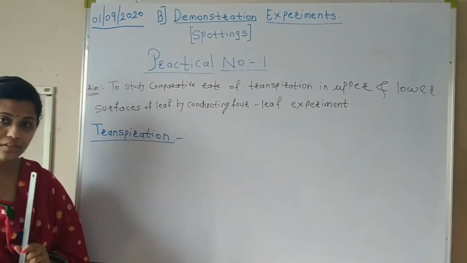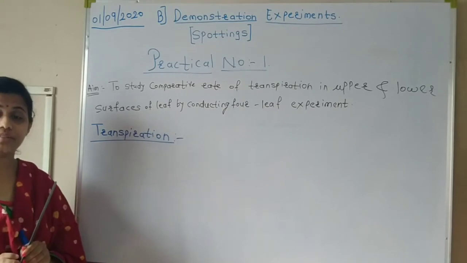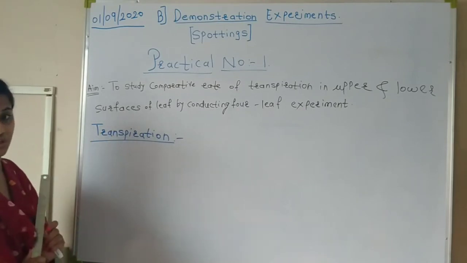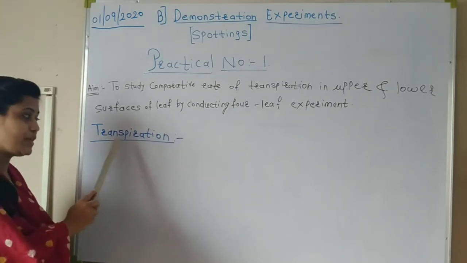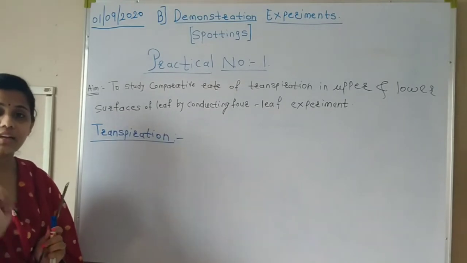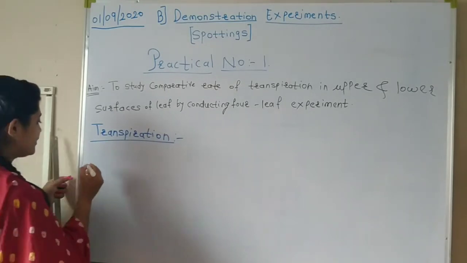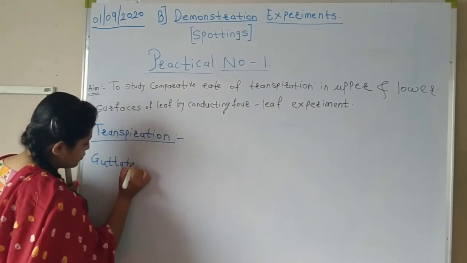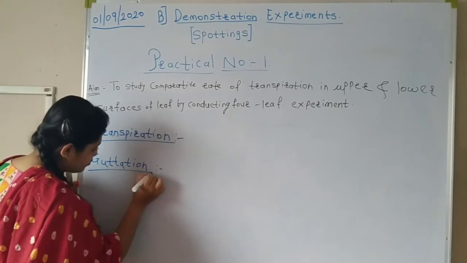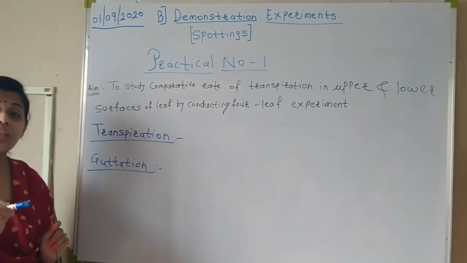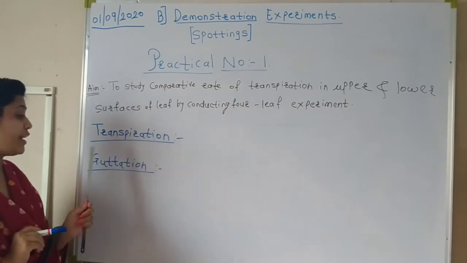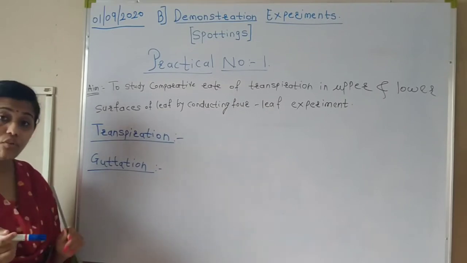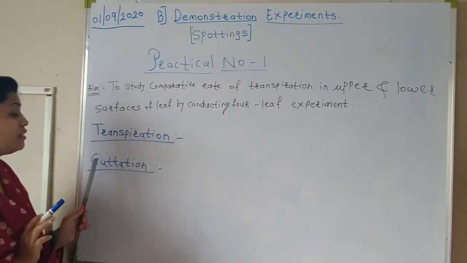Students, I repeat, the loss of water in the form of vapors is called transpiration, and there is another term called guttation. The loss of water in the form of liquid is called guttation. I repeat, the loss of water in the form of liquid is called guttation.